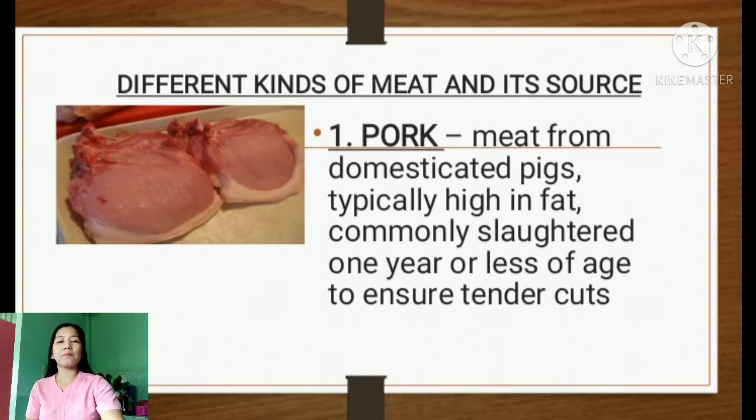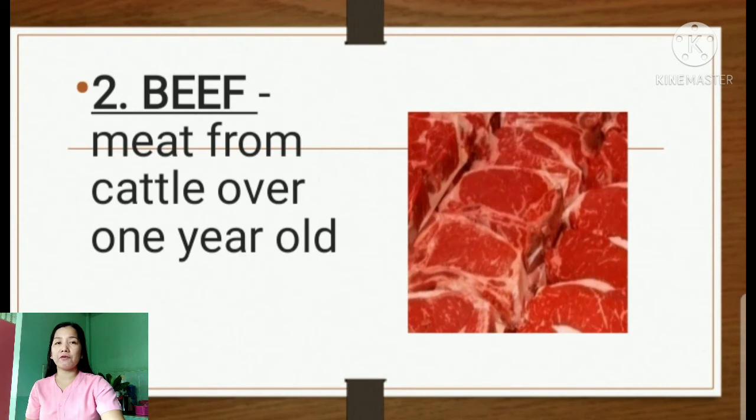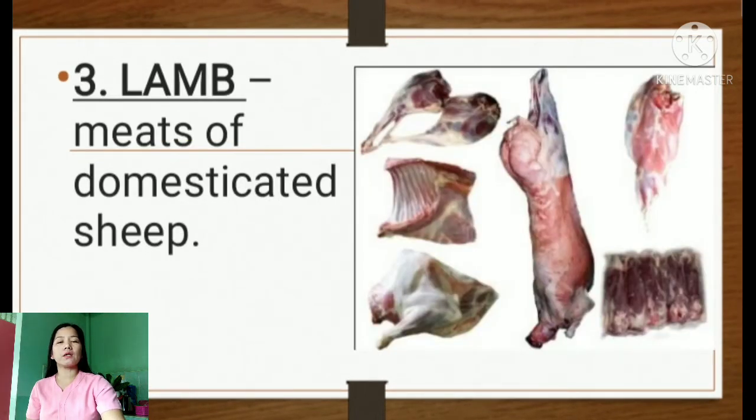Okay, the second type of meat, meron tayong tinatawag na beef or karneng baka. Beef is meat from cattle over 1 year old. Okay, number 3, we have lamb. Lamb is the meat of domesticated sheep.